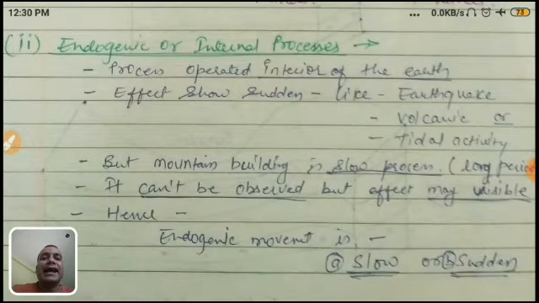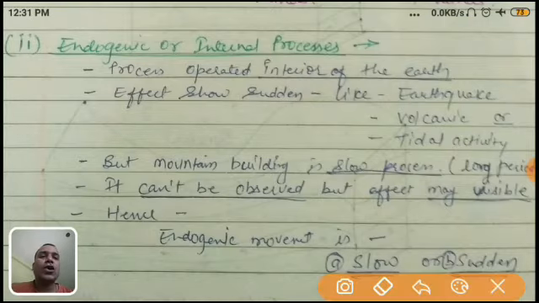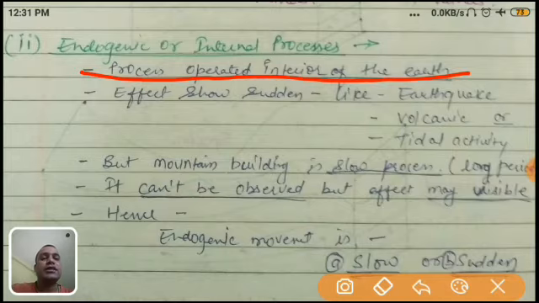Next one is the endogenic or the internal process. What is the next one? Endogenic or the internal process. In this endogenic or internal process, the process operates in the interior of the earth. Where does it operate? In the interior of the earth crust, you can see this type of process.